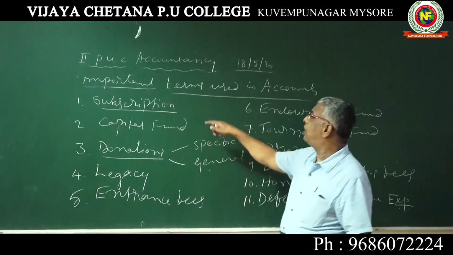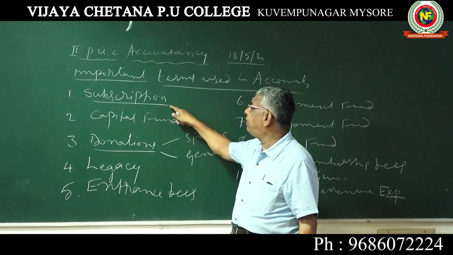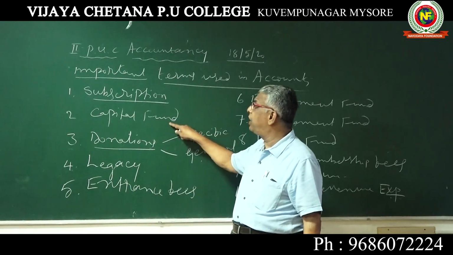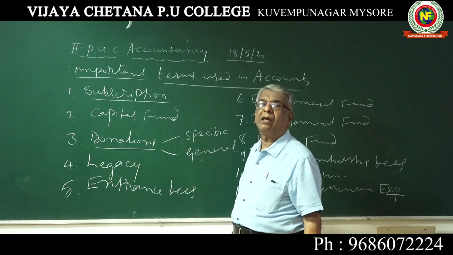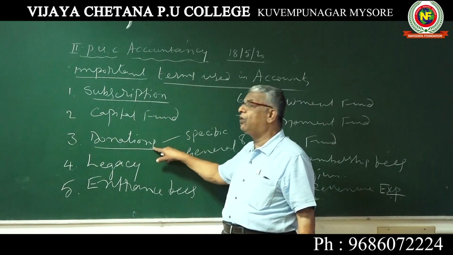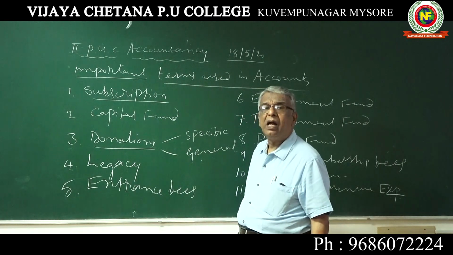Because as you know, subscription is a revenue item. It is an income to the not-for-profit organization. Capital fund is a fund that should not be used for any other purpose. And then donation is also, as you know, a capital item. Suppose in the problem, if they have asked us to treat it as revenue, then we have to treat it accordingly. Legacy is also a capital item.